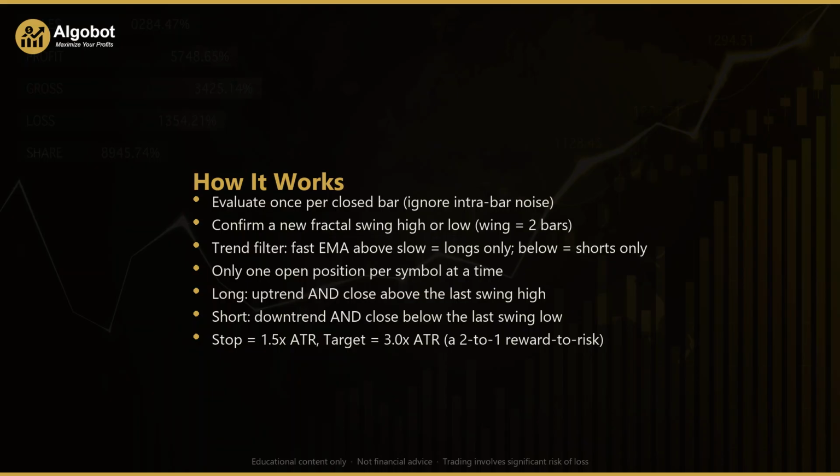Finally, risk management. Every trade is protected the moment it opens. The stop loss is placed at a distance of 1.5 times the ATR from entry, and the take profit at 3 times the ATR. That builds in a reward to risk of 2 to 1, and because it's based on ATR, the distances expand and contract with market volatility. Trading always carries risk, and losses are a normal part of any strategy.